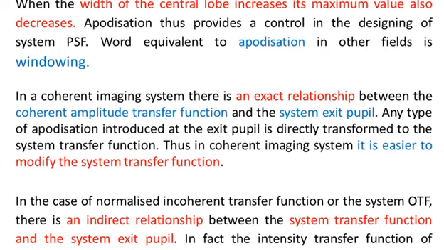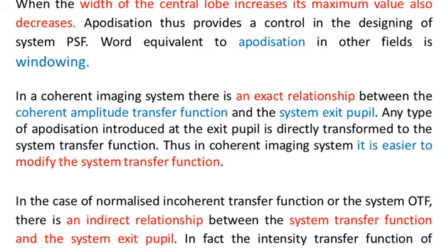Now in a coherent imaging system, there is an exact relationship between the coherent amplitude transfer function and the system exit pupil. So, a direct relationship. When you are talking about coherent imaging, the coherent amplitude transfer function is directly related to the exit pupil of the system. Any type of optimization introduced at the exit pupil is directly transformed to the system transfer function. Thus in a coherent imaging system, it is easier to modify the system transfer function. Just change the pupil, just design the pupil function. It means that you are able to design the transfer function directly using the coherent system.